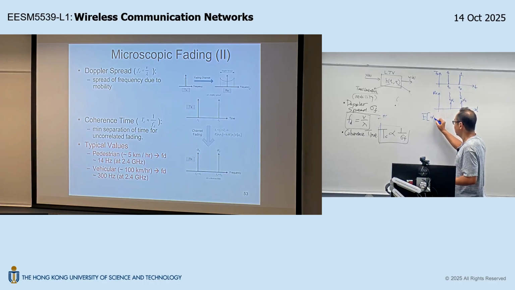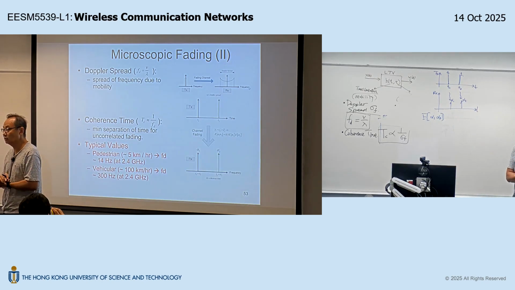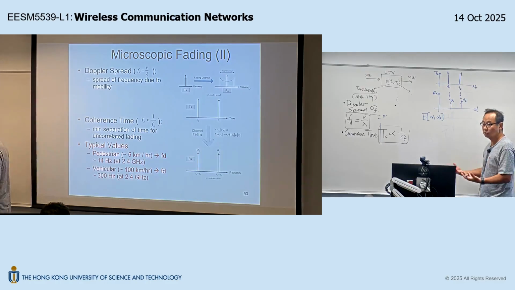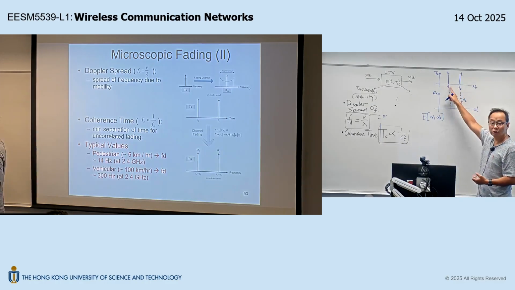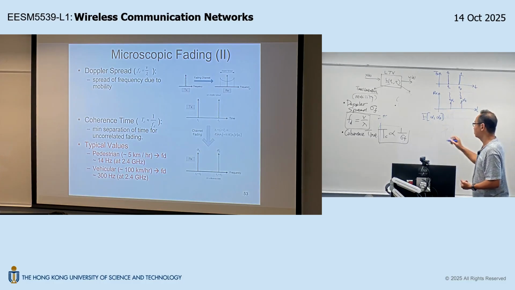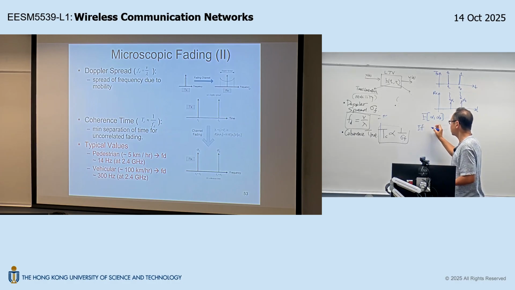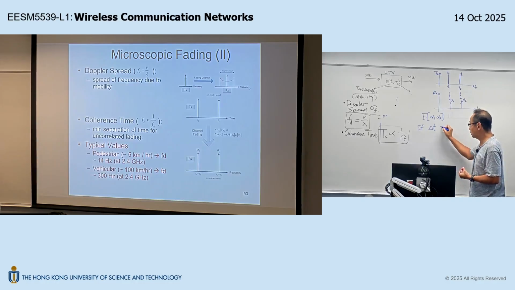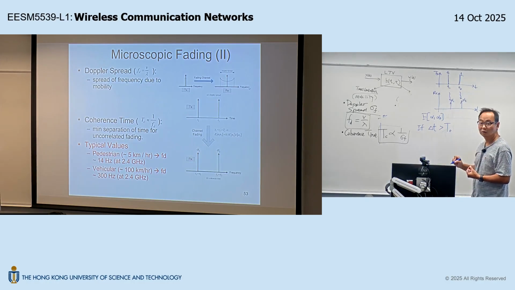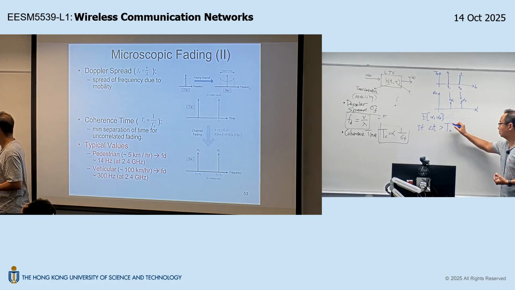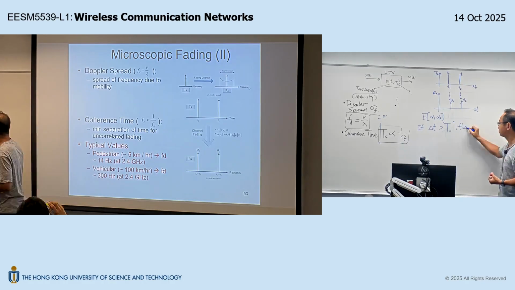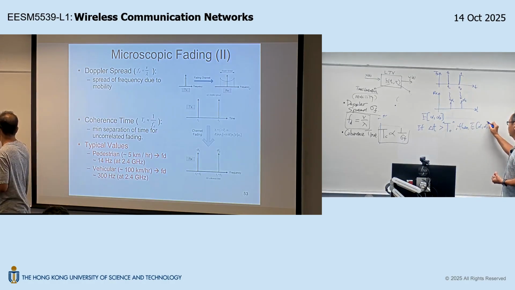Now, again, we want to use the correlation to measure how similar these two random numbers are. And we also know that the larger the time separation is, the less correlated they would be. Therefore, we have the same thing. If the time separation is sufficiently large, how large is sufficiently large? Larger than a parameter called coherence time. If the time separation is larger than this coherence time, then the correlation of the two fading will be small.